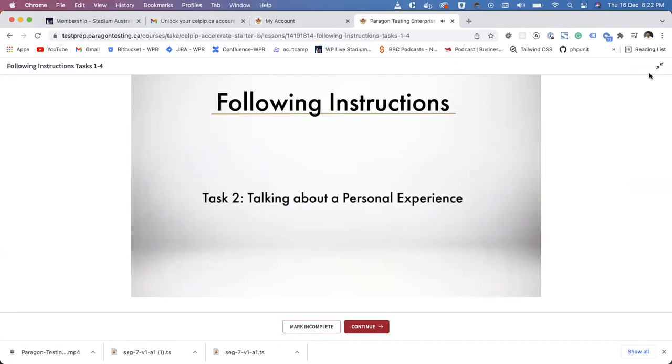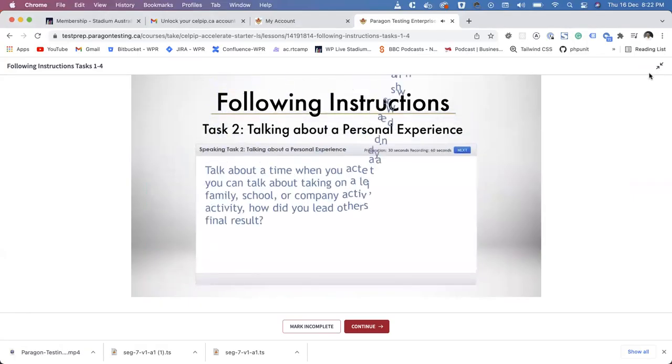Here's task 2, talking about a personal experience. Let's look at the instructions in this example. Talk about a time when you acted as a leader. Maybe you can talk about taking on a leadership role in a family, school, or company activity. What was the activity? How did you lead others? And what was the final result?